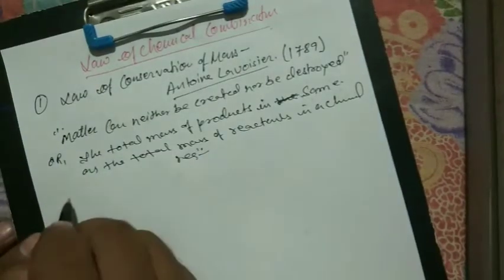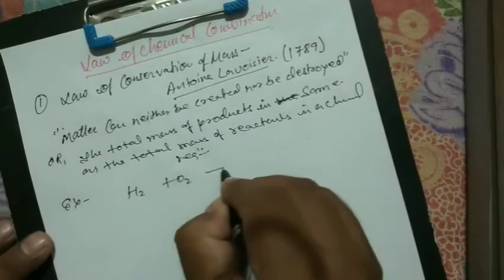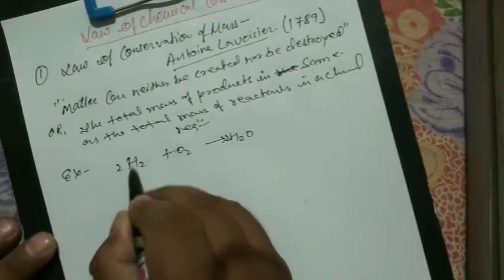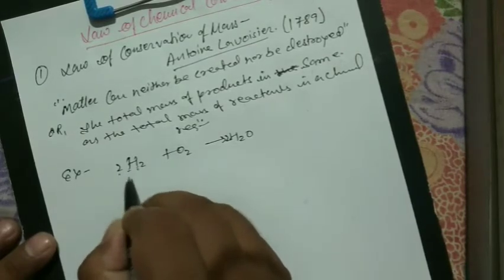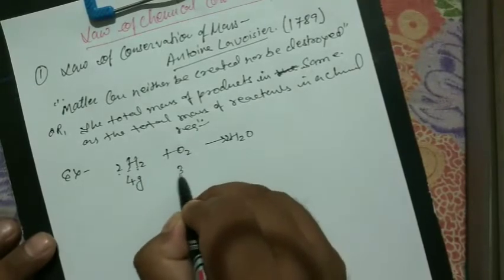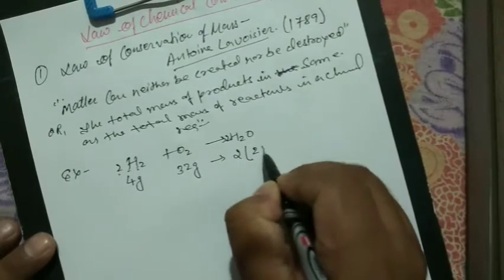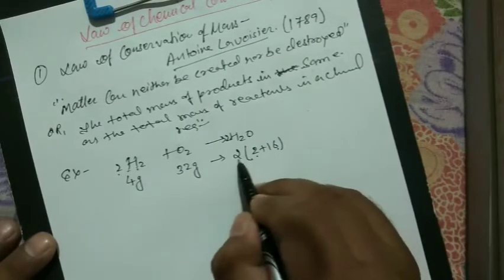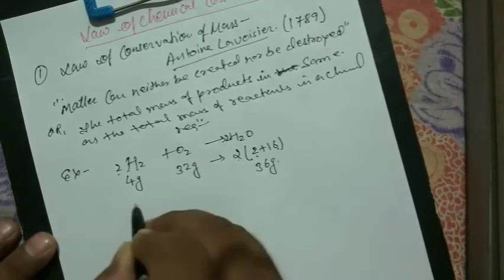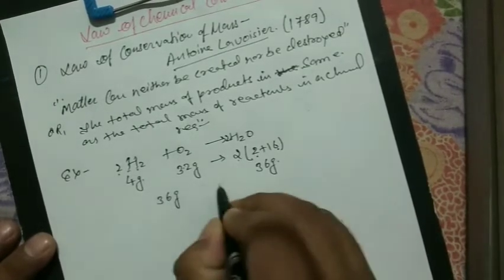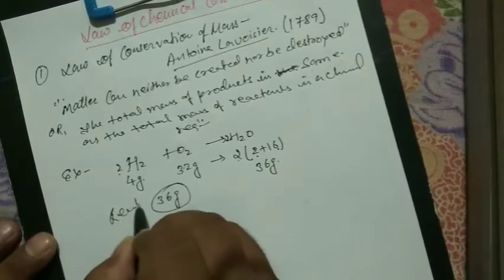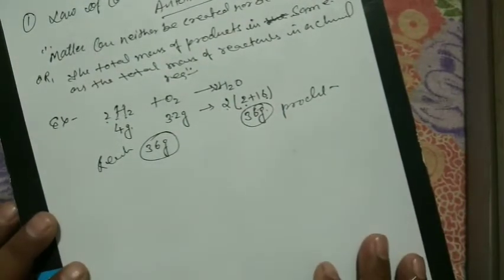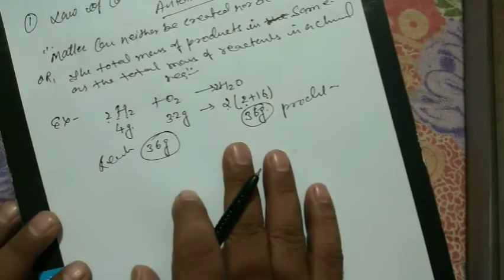What it means, for example, if 2H2 reacts with O2, it gives 2H2O. Let's balance it. Here, the mass of one H2 molecule is 2 gram, and 2 H2 are 4 gram. Mass of one molecule of oxygen is 32 gram. Here it is 2 into 16. Mass of one atom of oxygen is 16, so 16 plus 2 is 18. 2 H2O are 36 gram. Here it's 32 plus 4, 36 gram. Mass of reactants is equal to mass of products. You can take any balanced reaction for the same. For it, the reaction should be balanced.